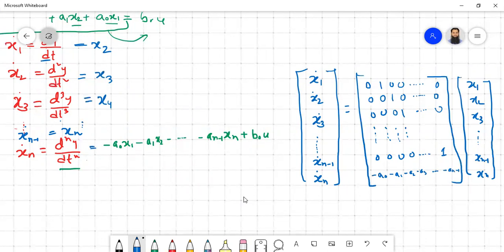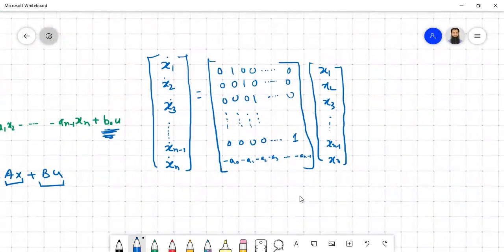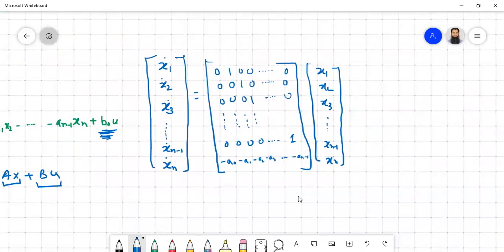Okay, so this is not yet complete because this parameter is still there. So we know that we have to represent something like this, x dot equal to ax plus bu. So this portion is complete. Now we have to just add this one. As you can see, only in the last one you have b0. So the rest of them will be 0. Only in the last one you have to put 1.